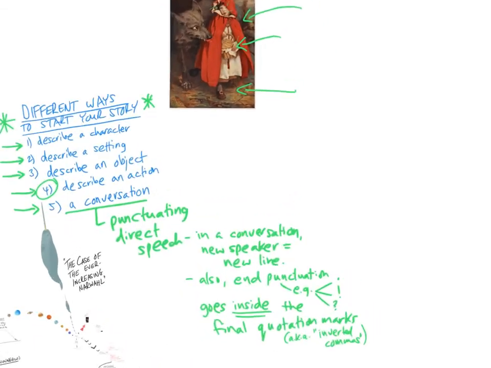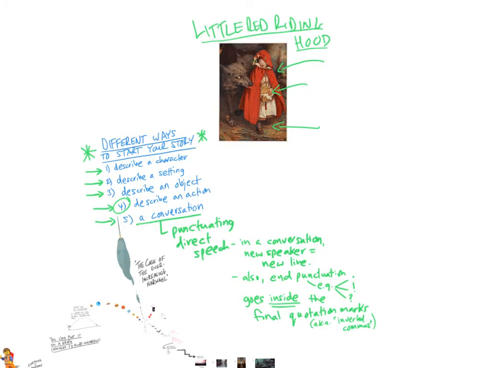And number 5, a conversation. So perhaps that's a conversation between Little Red and her mom. Or if it's an updated version, maybe she's on Instagram or Snapchatting her granny on what to deliver or what she'd like delivered to her house today. You get the idea. For your creative story, I've given you 5 different possible ways of starting it. If you're still not sure, as always, get in touch with me.